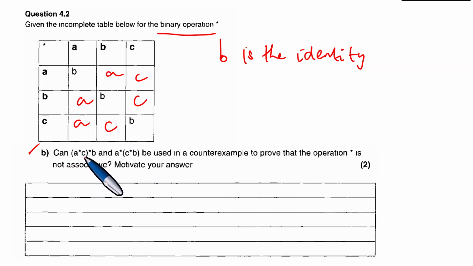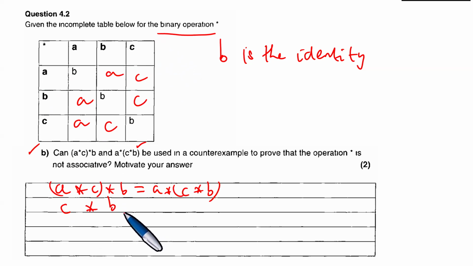But can A star C in brackets star B and A star in brackets C star B be used in a counter example to prove that the operation is not associative? Motivate your answer. Let us check these first here. So we're going to do A star C in parentheses star B. We suppose that it is equal to A star C star B. What, according to this table, is A star C? A star C gives us exactly C.